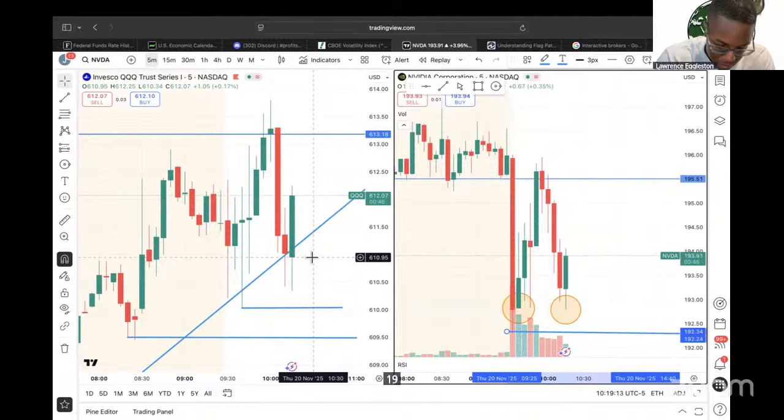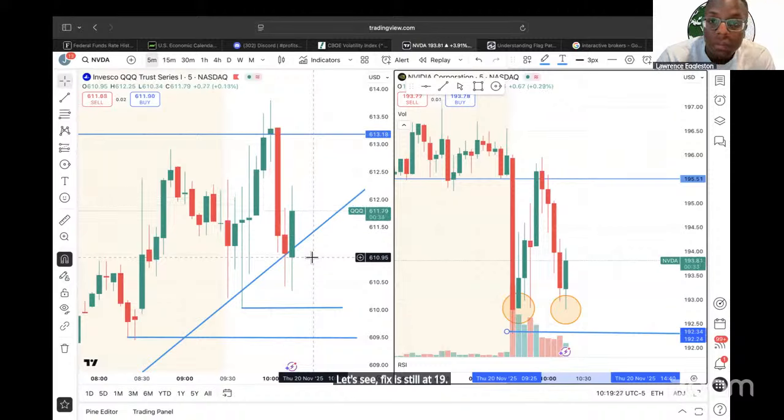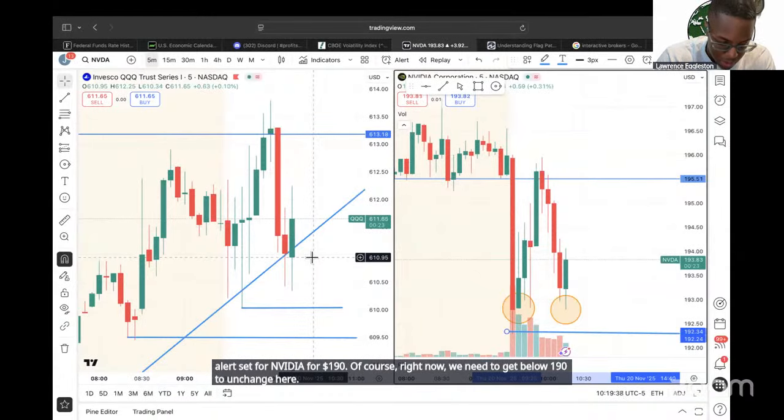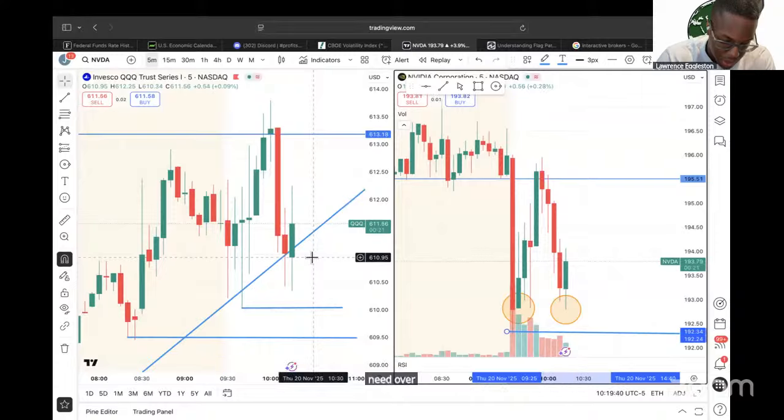193. 222 there on MU. See, VIX is still at 19. So I do wanna, and it's easy for us to, Nvidia. So I still have that alert set for Nvidia for 190. Of course, right now we need to get below 192 and change here.